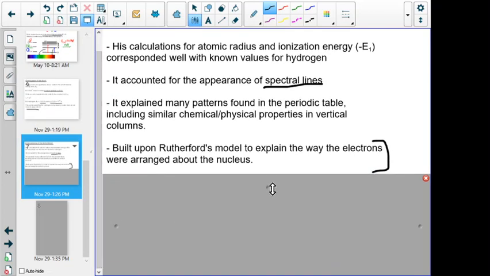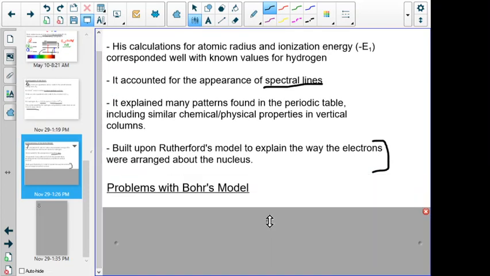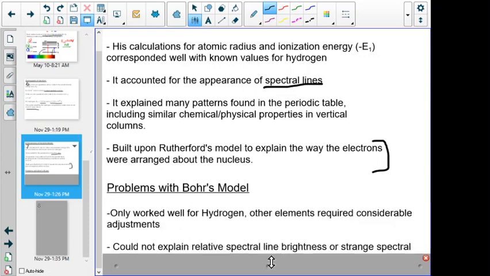Okay. There were some problems though. Anyone know what Bohr's model doesn't yet explain? Yeah, it doesn't explain bonding. We still haven't gotten there yet. There's another big one. Yeah, it doesn't explain how the nucleus stays together. So those were still problems.